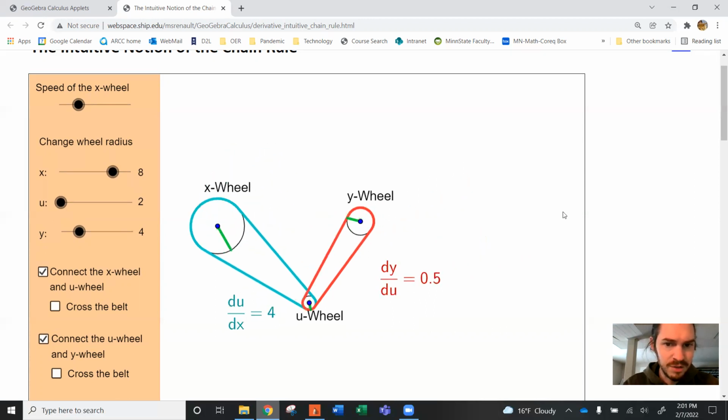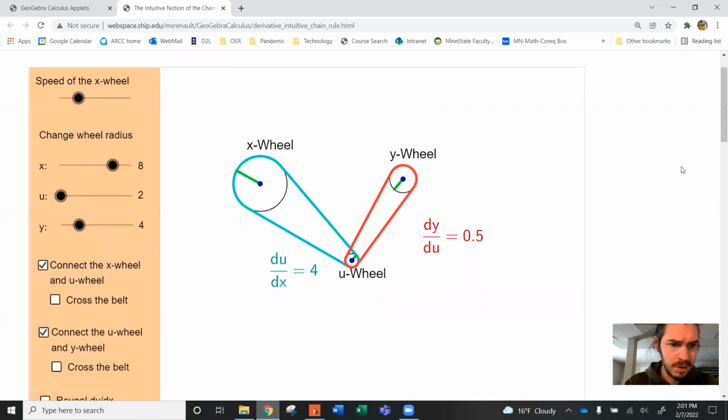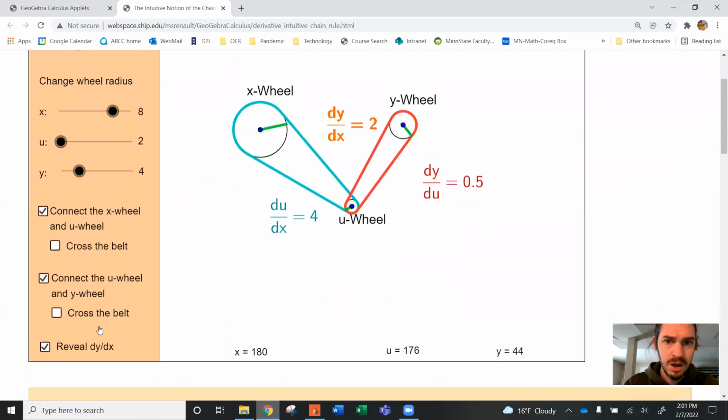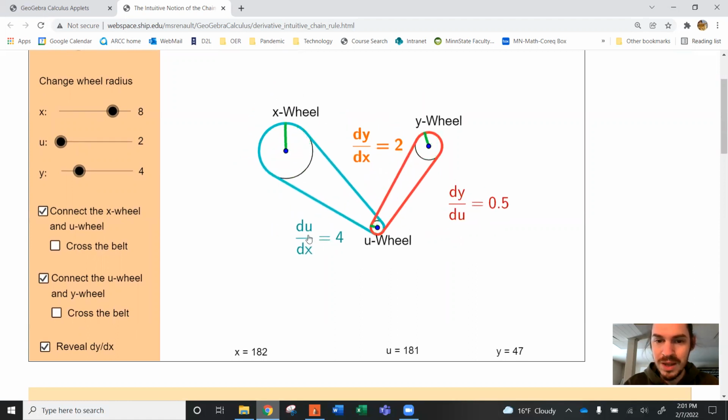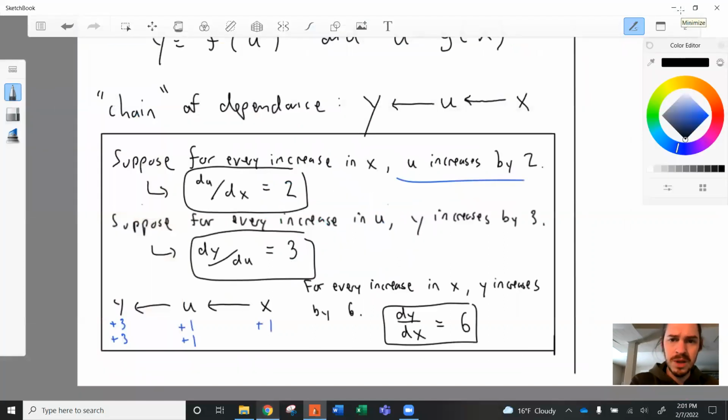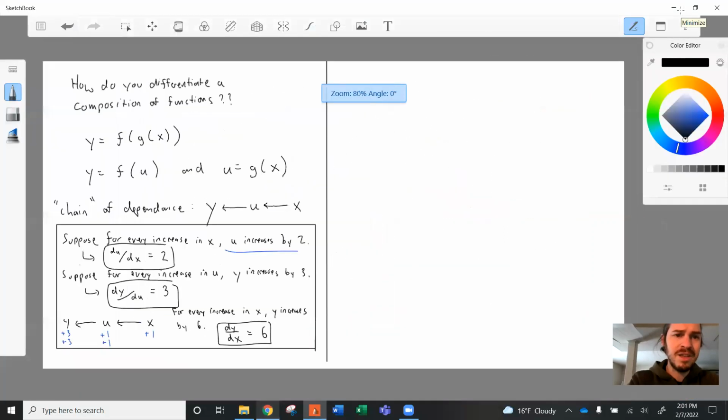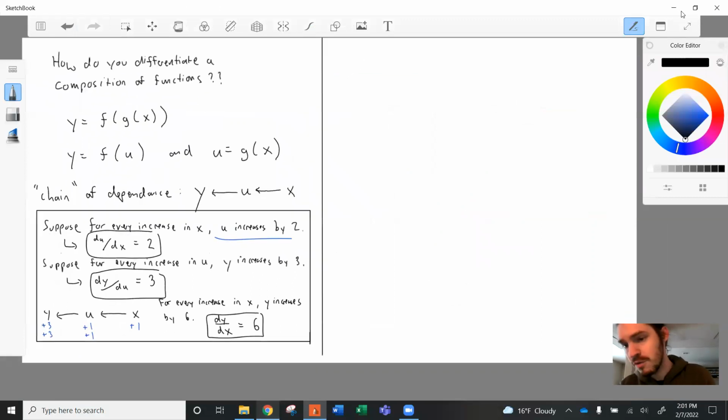Let's reveal the answer. Where's this button where you reveal the answer? Here it is. It's 2. Why is it 2? Because 4 times 1/2 is 2. All right, so now that's evidence part 2. And that is going to be, I think, sufficient evidence for us.